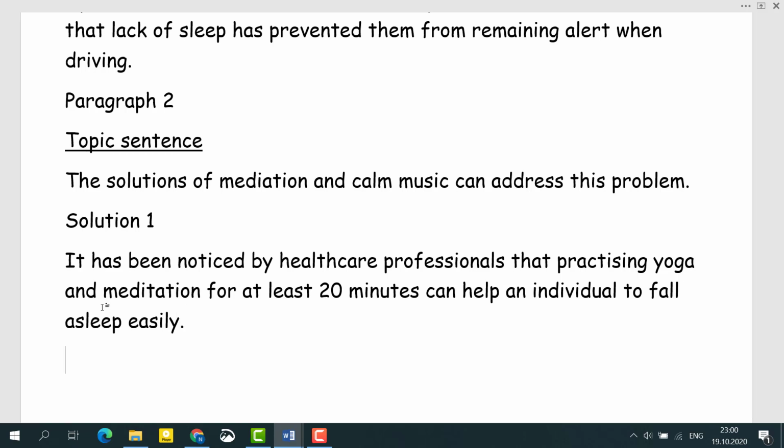Okay, so it has been noticed. I'm using the passive voice here and I'm using the present perfect. I'm talking about the result which has already happened. So it has been noticed by healthcare professionals, which means doctors, that practicing yoga and meditation, so we're talking about meditation again here, for at least 20 minutes can help an individual to fall asleep easily. Okay, so we have already explained the first solution.